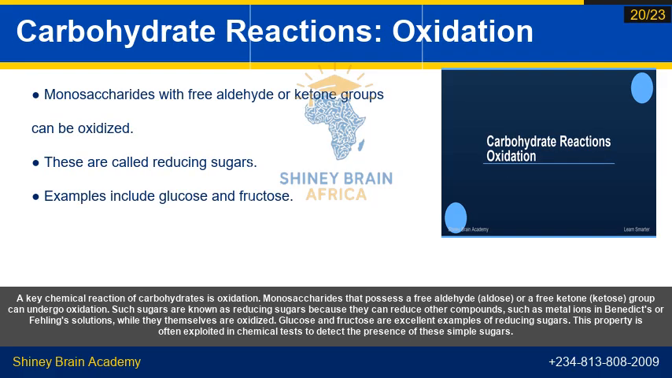A key chemical reaction of carbohydrates is oxidation. Monosaccharides that possess a free aldehyde group (aldose) or a free ketone group (ketose) can undergo oxidation. Such sugars are known as reducing sugars because they can reduce other compounds, such as metal ions in Benedict's or Fehling's solutions, while they themselves are oxidized. Glucose and fructose are excellent examples of reducing sugars. This property is often exploited in chemical tests to detect the presence of these simple sugars.